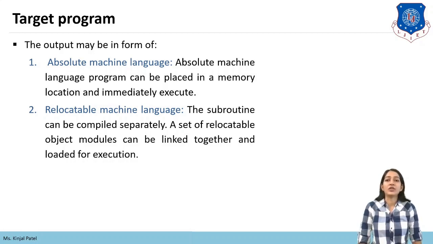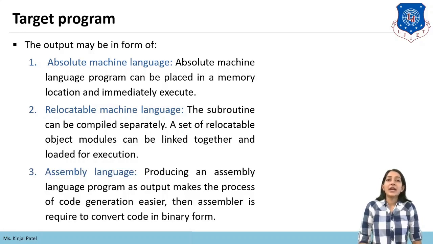Now the third type of target program is assembly language. Producing assembly language as output makes the process of code generation easier, and then an assembler is required to convert it into binary form. So these are the three outputs which can be generated from the code generation phase: absolute machine code, relocatable machine code, or assembly language.